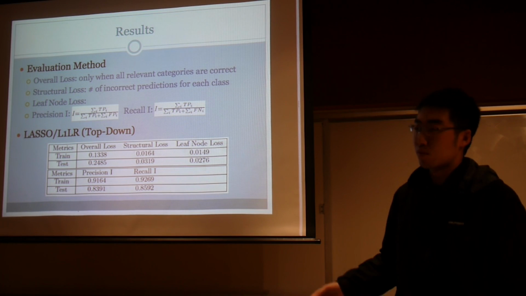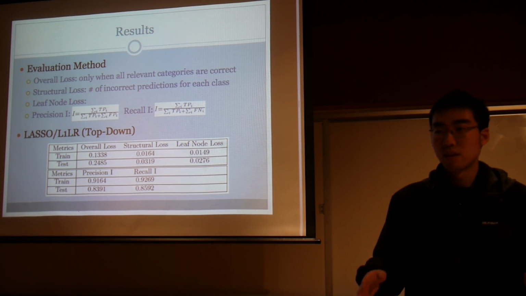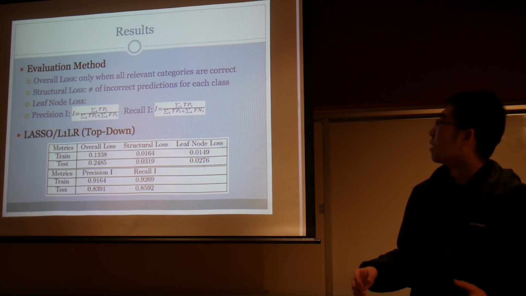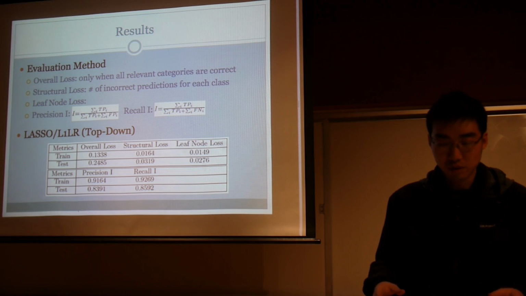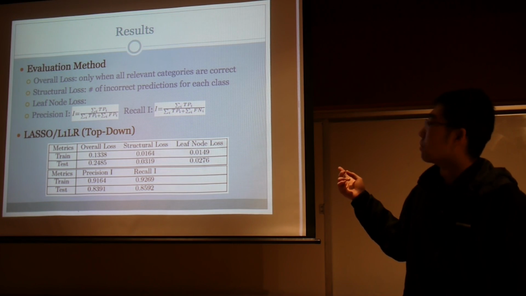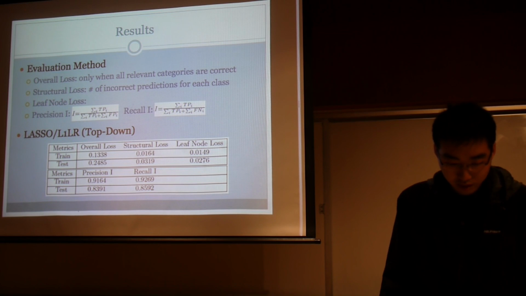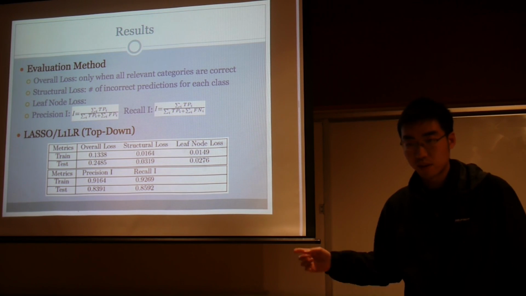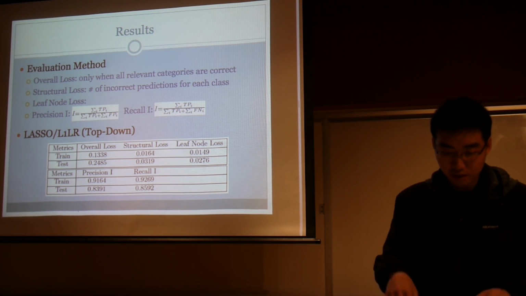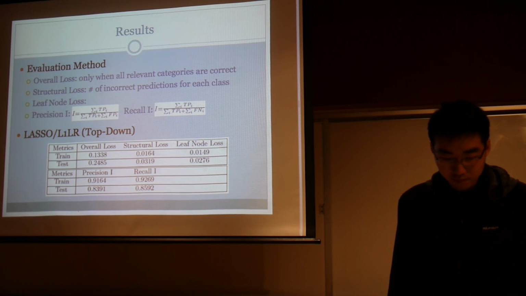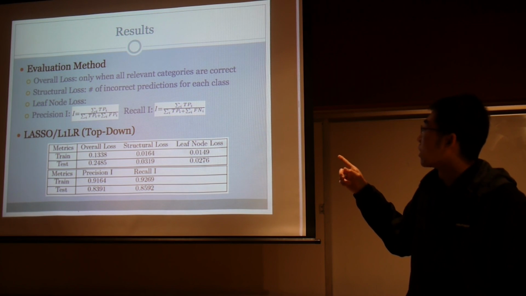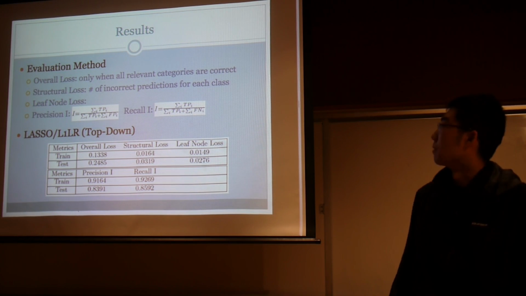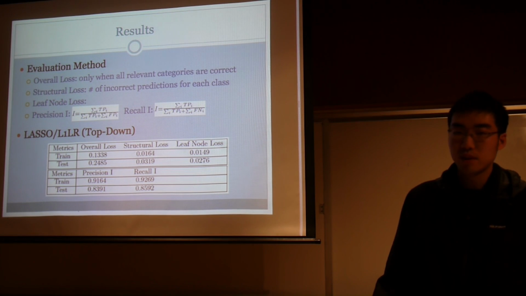We can also consider structural loss, which counts the number of incorrect predictions across each node. That is a little more optimal than the first one. We also consider leaf node loss, which only considers the loss on the leaf nodes, the lower level nodes. And there are also precision and recall, which measure the false positive and true positive rates.